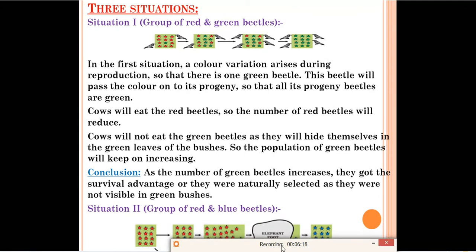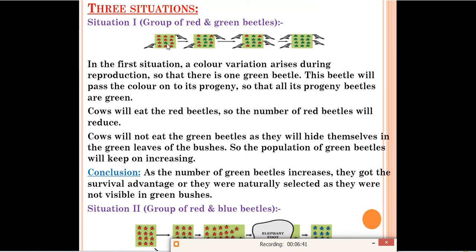Group of red and green beetles. The first situation is group of red and green beetles. In the first diagram, we have seen that 12 red beetles were there, but when we are comparing situation 1, in this one green beetle can be seen. So from where did this green beetle come? Because of color variation which arises during reproduction, this green beetle came.